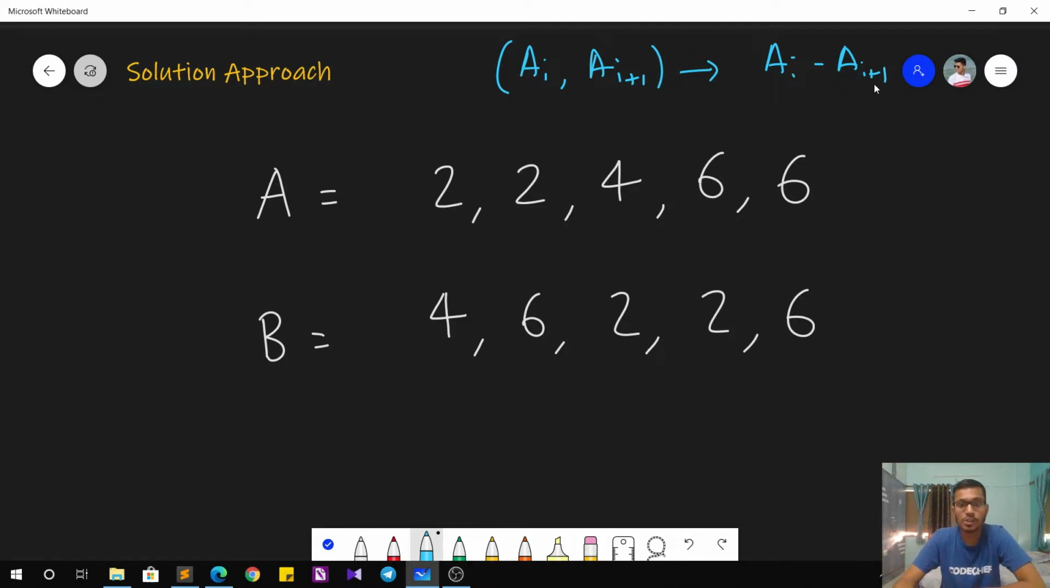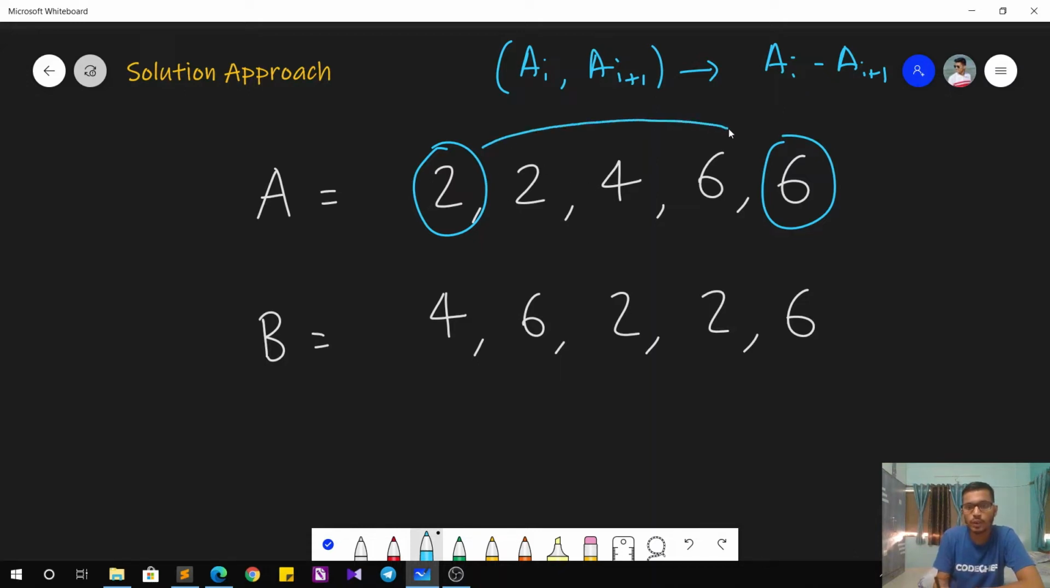Now the thing to notice over here is that although the move gives you the power to swap consecutive elements, you can use multiple of these moves to swap any two elements of your choice. Say, for example, you want to swap this 2 with this 6. If you want to swap these two elements, you can do that by doing consecutive swaps with consecutive elements, and finally 2 will come over here and 6 will come over here.